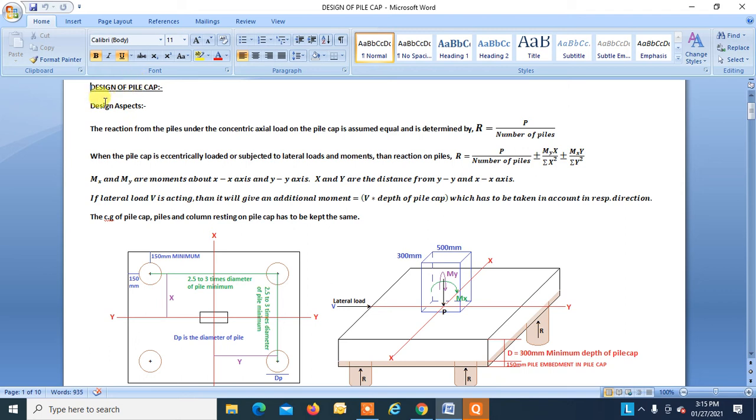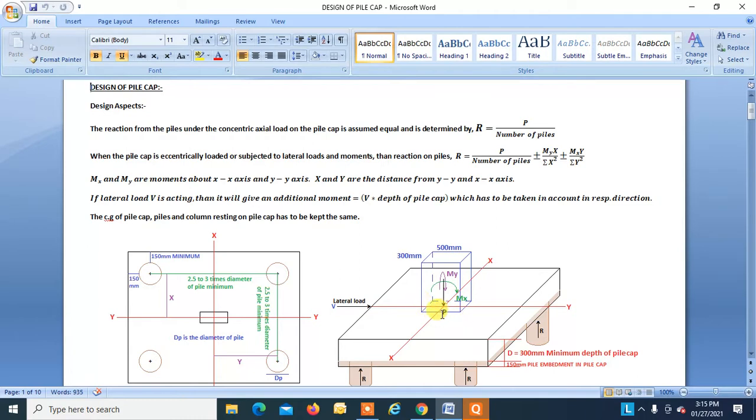Design of pile cap. Design aspects. The reaction from the piles under the concentric axial load on the pile cap is assumed equal and is determined by R is equal to P divided by number of piles. Here P is the axial load acting on the pile cap.